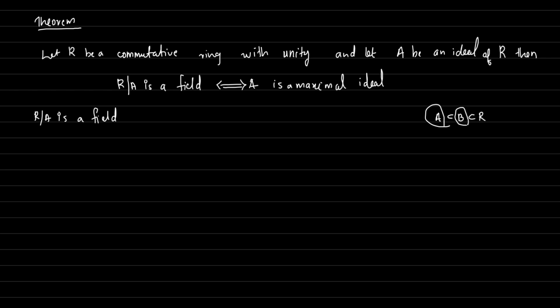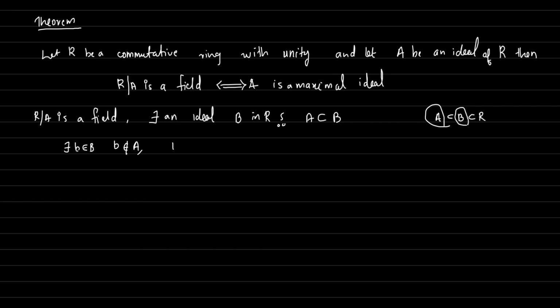To prove this, first let there exist an ideal B in R such that A is properly contained in B, and we will prove that B equals R. So A will be a maximal ideal. Since A is properly contained in B, there exists an element b in B such that b does not belong to A.